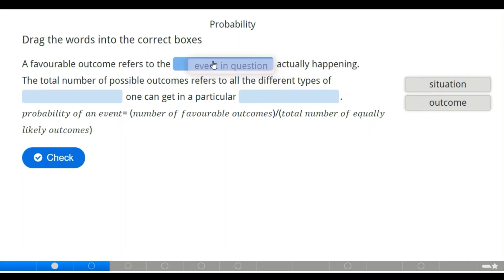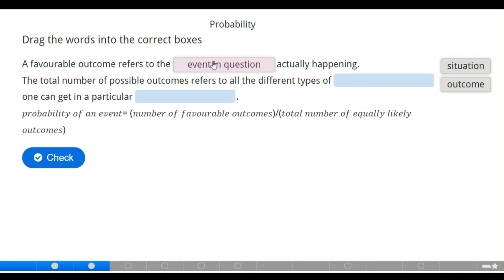Okay, so we said that the total number of possible outcomes refers to all the different types of outcome one can get in a particular situation. Okay, so now let's look at an example of when you toss a coin. Now we have head and we have tail. So all the possible outcomes that we can get by the time we throw a coin, we call the total number of possible outcomes we can get in that particular situation, that is throwing of a coin. Okay, so that gives us the total number of possible outcomes.